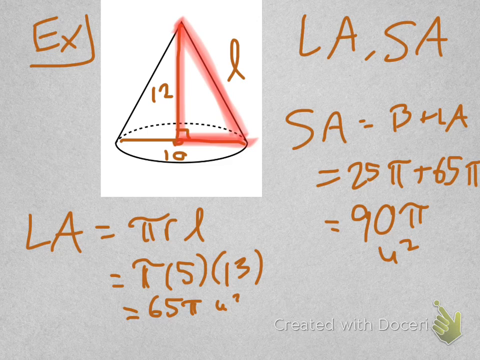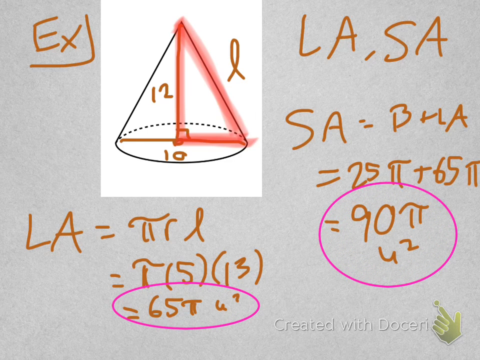Helpful thought: you should never get a lateral area that's bigger than the surface area. The surface area should always be bigger, so if they ever have multiple choice where it says the surface area is smaller, automatically cross it off, because that's impossible. So, fun fact of the day.